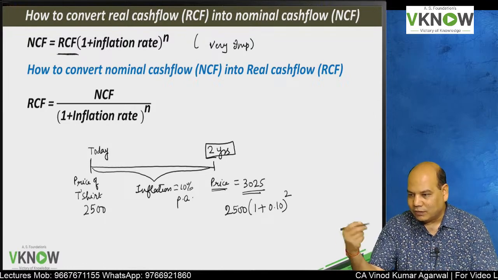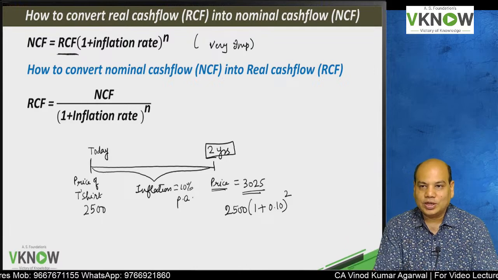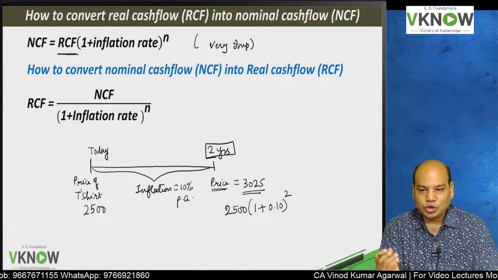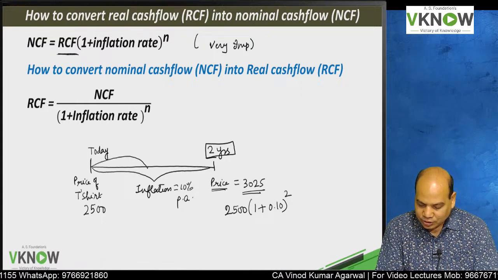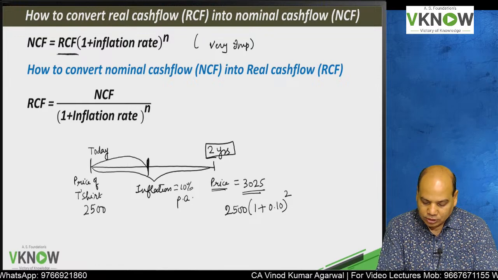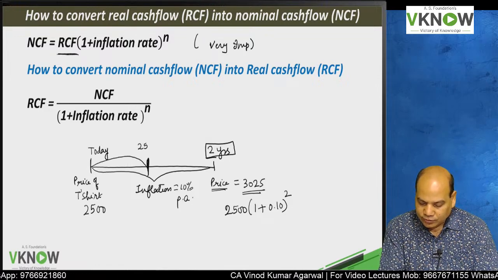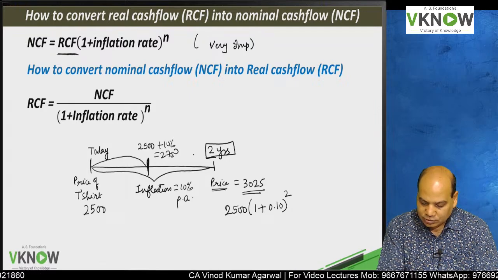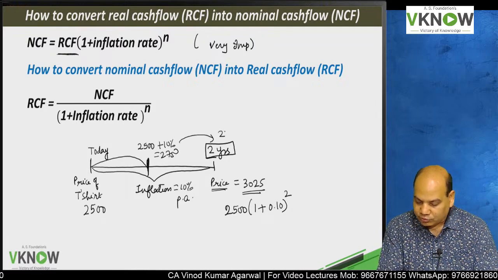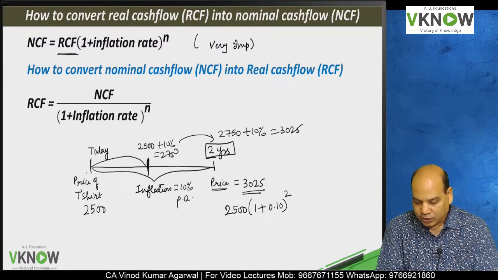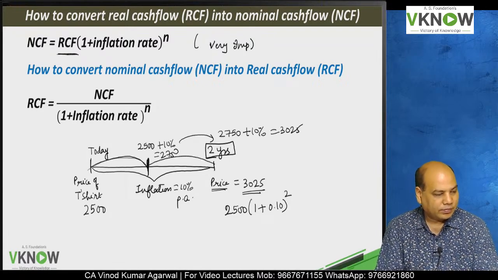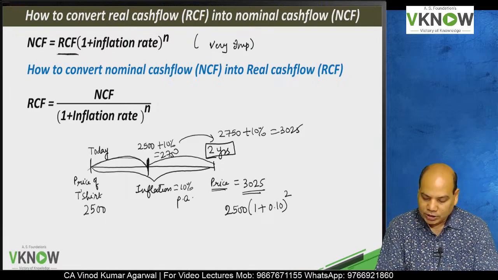10%, 10% every year. The effect of inflation is cumulative. Cumulative means, understand step by step. After 1 year, this same t-shirt will cost you 2500 plus 10%, which is 2750. But next year, it will become 2750 plus 10%, which is 3025. So the effect of inflation is cumulative.